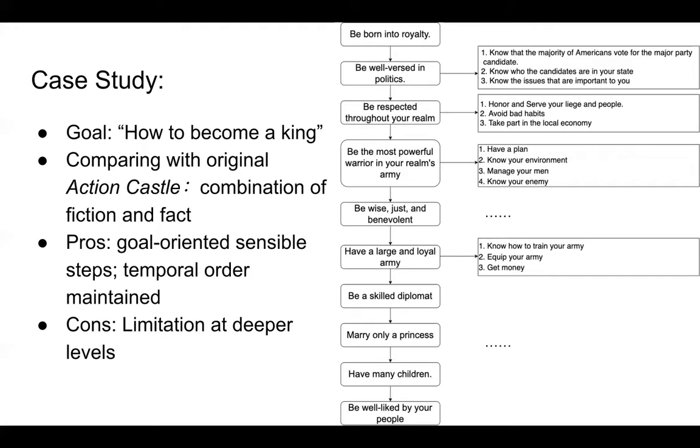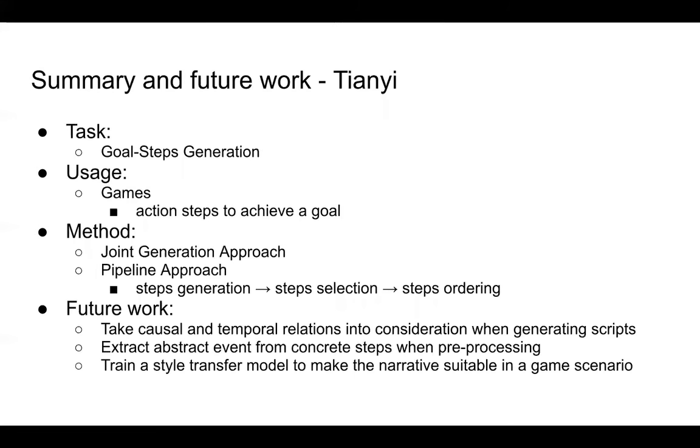We can see that given the goal how to become a king, the model can generate a sequence of 10 steps. All these steps are sensible, well formatted, and contain temporal orders. For example, the script says in order to become a king, you need first to be born into royalty, learn to be well versed in politics, marry a princess, and then have many children, and so on. An interesting observation is that compared with Action Castle, our version is more like a combination of fiction and fact. Nevertheless, our models still achieve nice results on these 2 levels of generation.